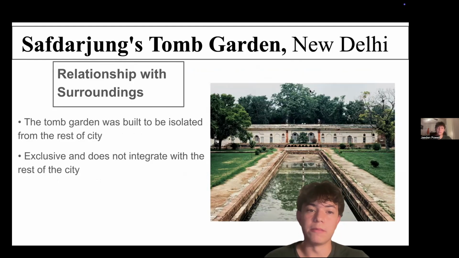After that, we have the relationship with the surroundings. This tomb garden was built to be isolated from the rest of the city. It had high walls. People were not meant to just go in there whenever they wanted, like they are today. It was very exclusive and just did not really want to integrate with the rest of the city. And then in the image to the right, that is the pavilion that Safdar Jung's family would stay at.